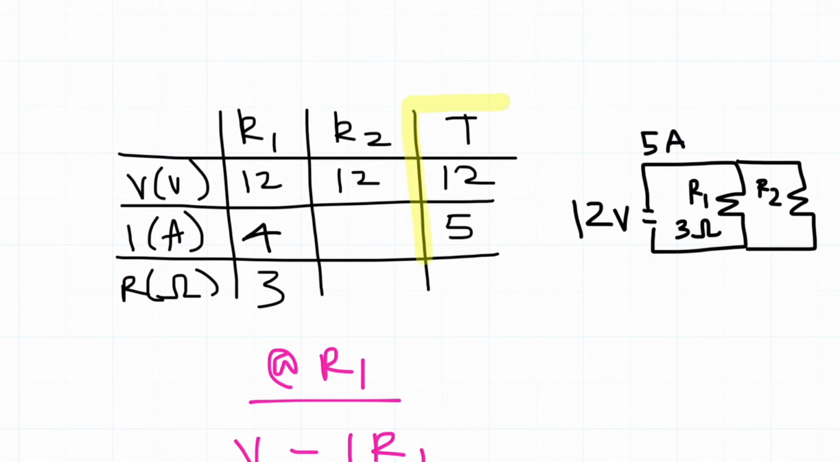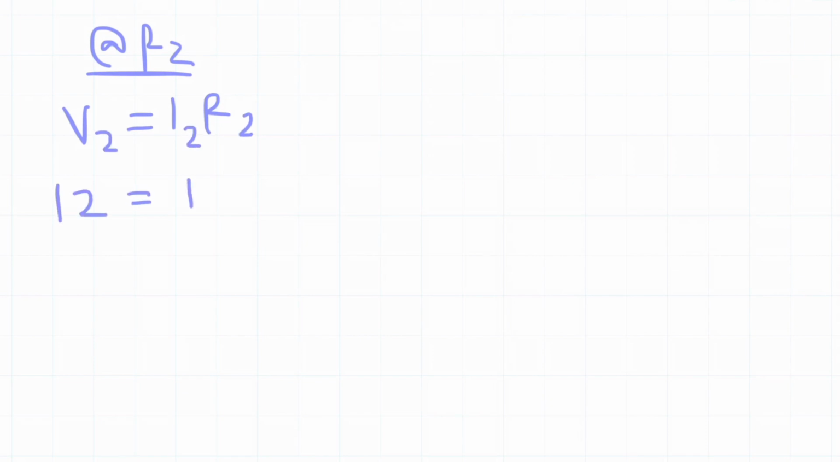You could technically use Ohm's law right here, but recall for parallel circuits, the current has to add up to the total current. So 4 plus 1 equals 5. And now I can calculate R2 using Ohm's law. At R2, we have V equals IR. The voltage is 12, current is 1, and we're trying to calculate R2. Divide each side by 1, and you end up getting 12 ohms for R2.